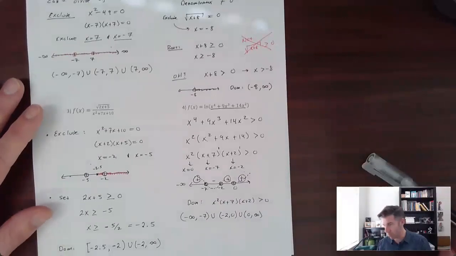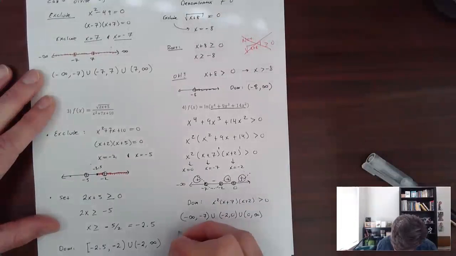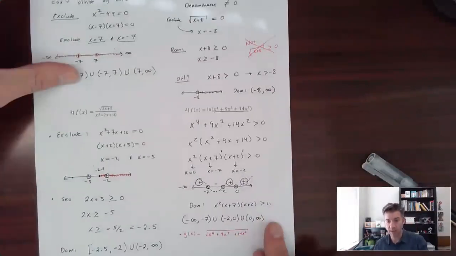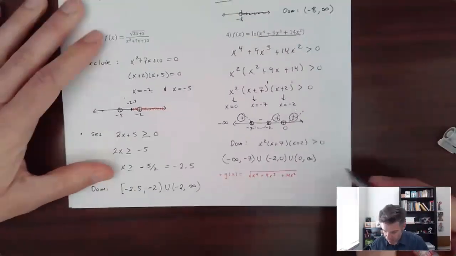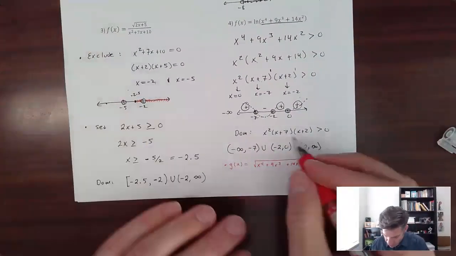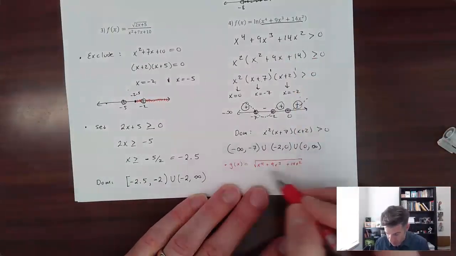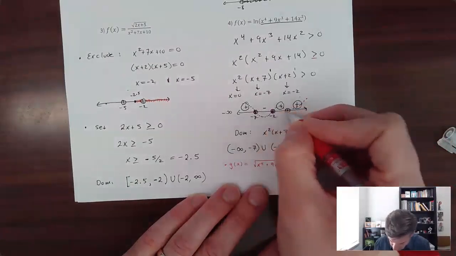I'll just point out, because I do think it's worth pointing out, if the function were instead g of x equal to the square root of x to the fourth plus 9x cubed plus 14x squared, it would be almost the same answer, except that now we would be saying that we want everything to be greater than or equal to 0 if it was this red function here. And we would include these endpoints.